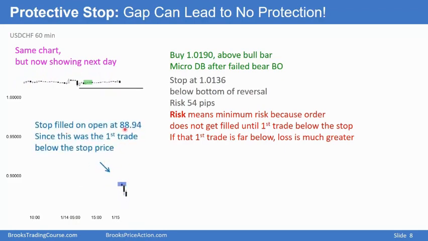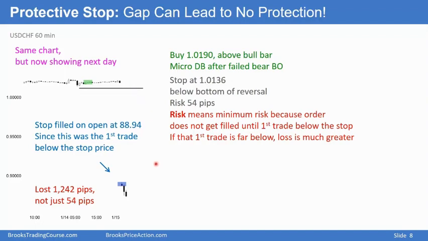You were filled probably around 88.94. You thought that the most you could lose was 54 pips, but in reality, you lost 1,242 pips. Much worse than you thought. Therefore, your stop offered no protection at all. But that is a risk of trading Forex markets.